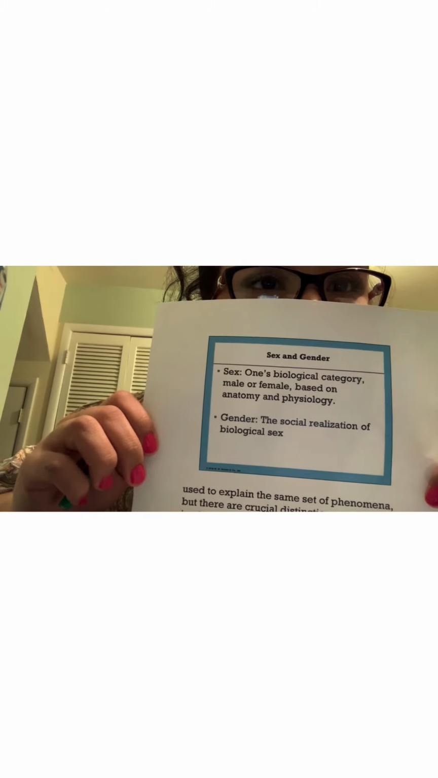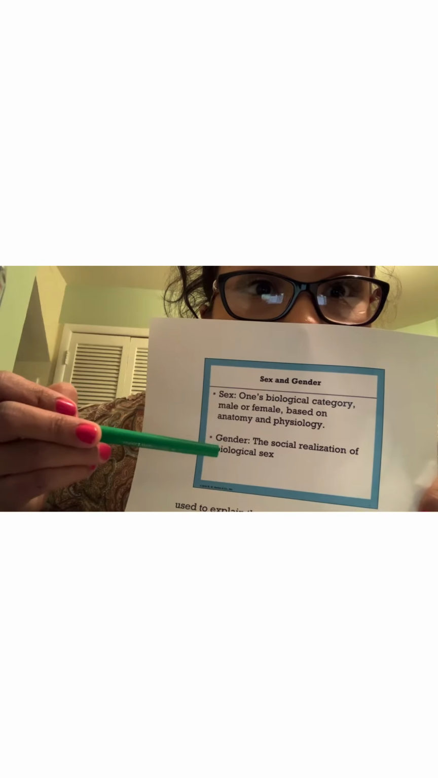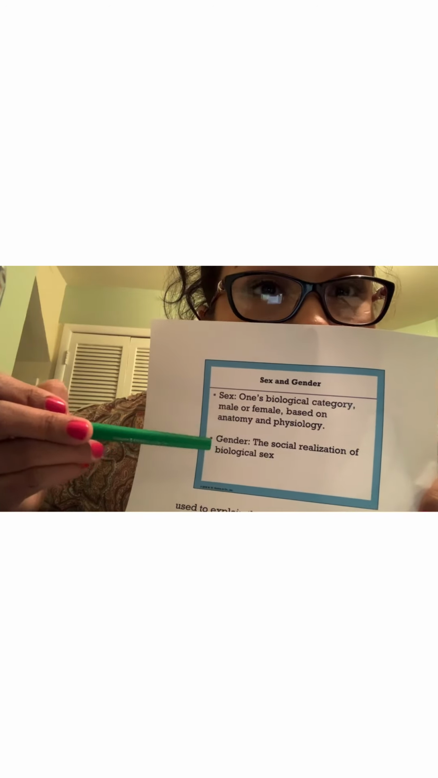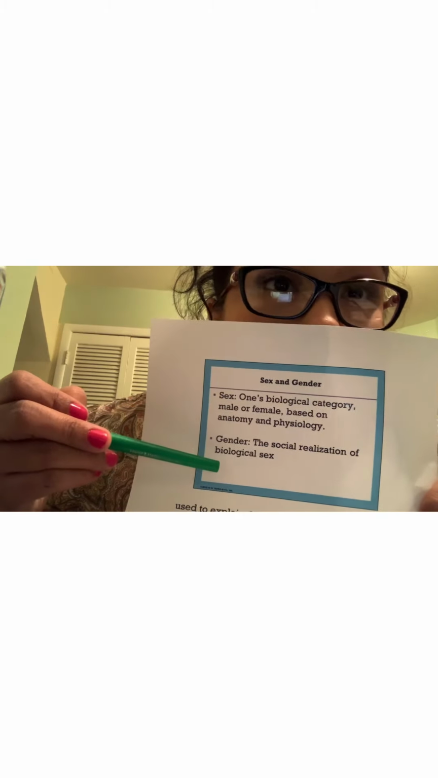All right, so sex is one's biological category, and gender is the social realization of a biological sex, right? So sex is when you are born with either a vagina or a penis. But gender is different from that, so these are two different things. Gender is the social category of that actual sex. So you have a vagina, you're a female, right? Your sex is female, but your gender is either a girl or a woman. And if you have male sex parts, then you are a male.